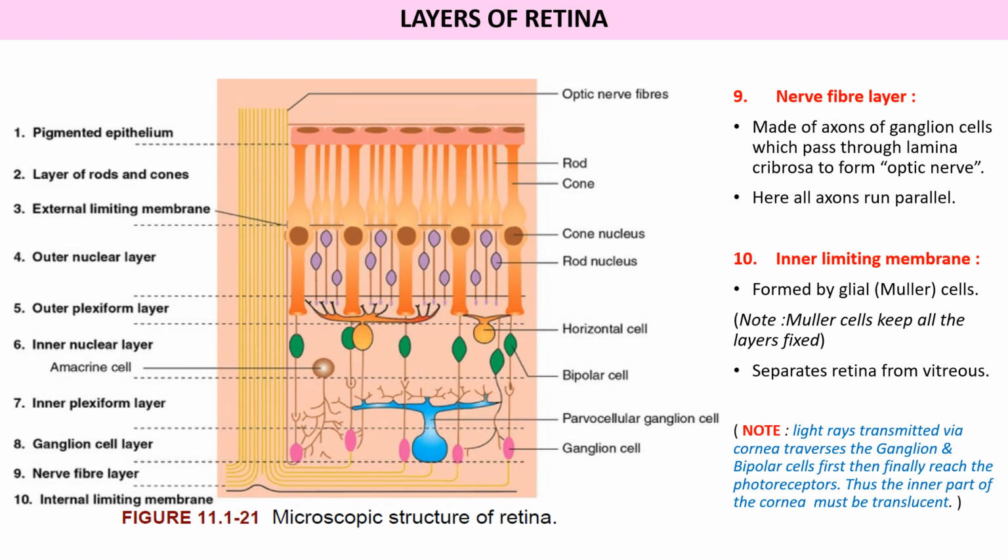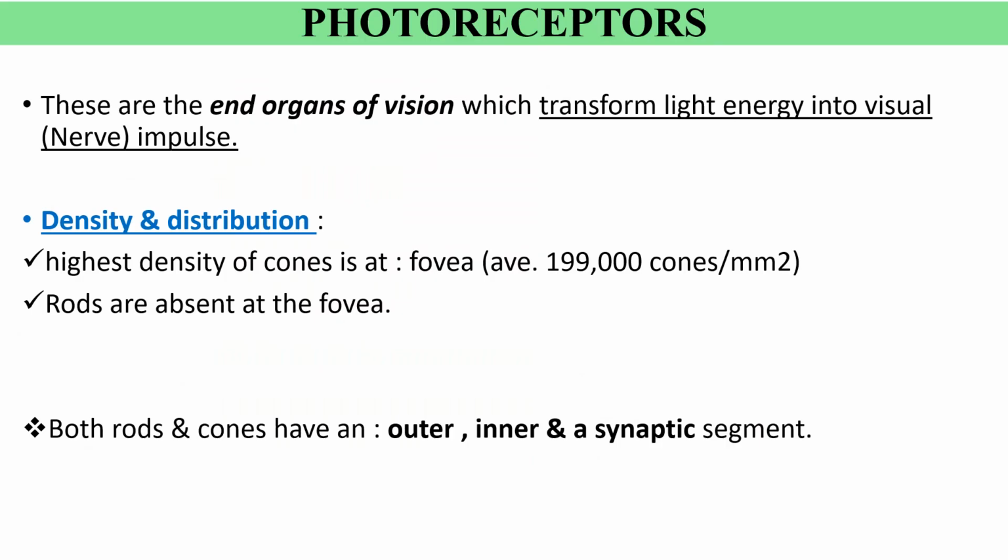So, to make it more clear, imagine this: the light rays which entered the cornea and passed through the lens first traverse the ganglion cell layer, then go through the bipolar cell layer and finally reach the photoreceptor layer. Now let us come to the topic of photoreceptors. Photoreceptors are the end organs of vision that transform the light energy into action potential, which then travels to the brain via the various layers of the retina and optic nerve.